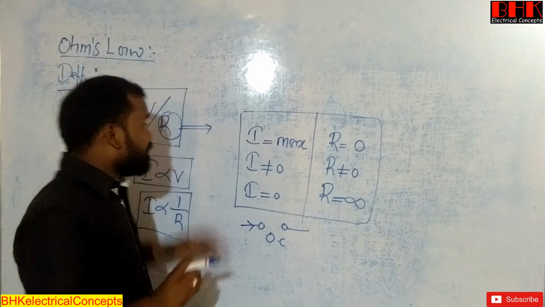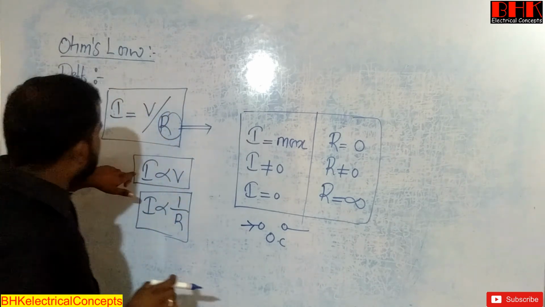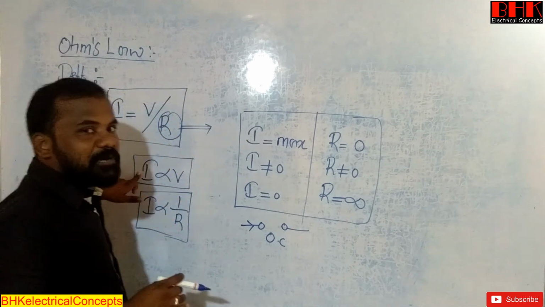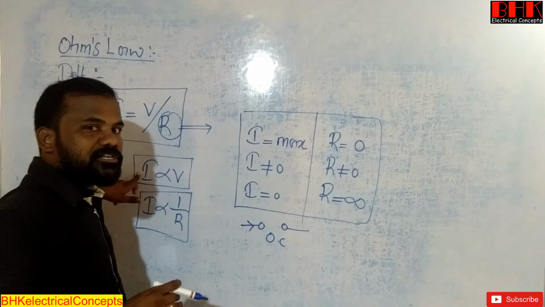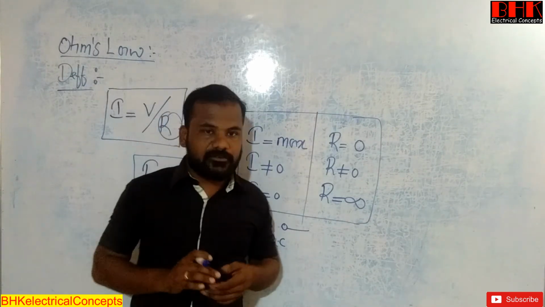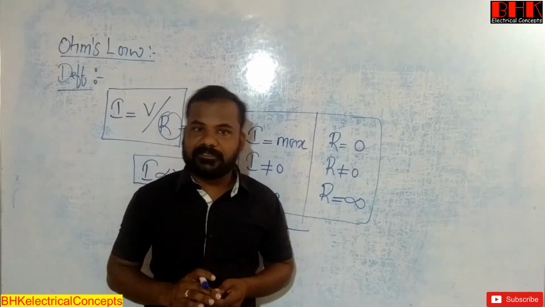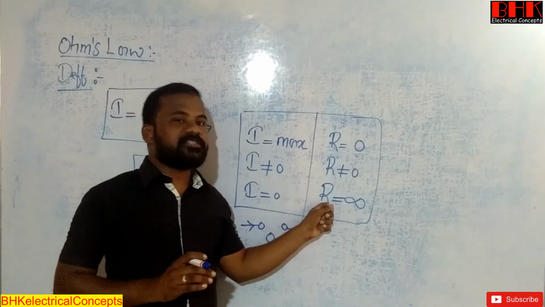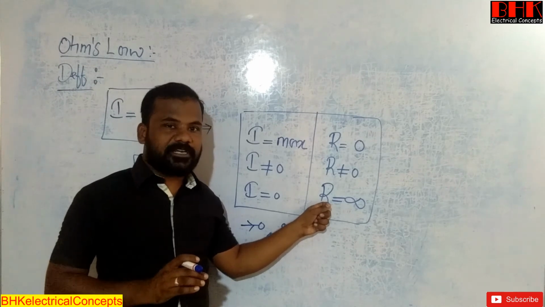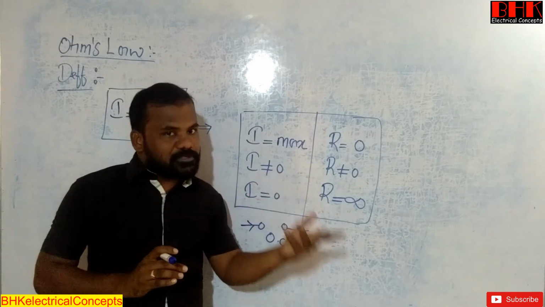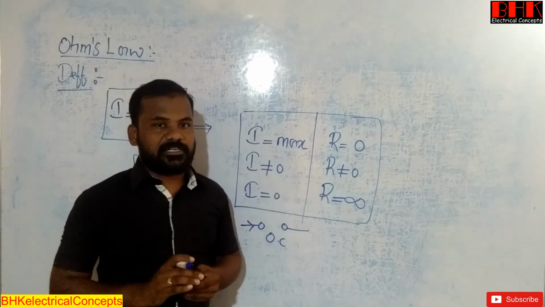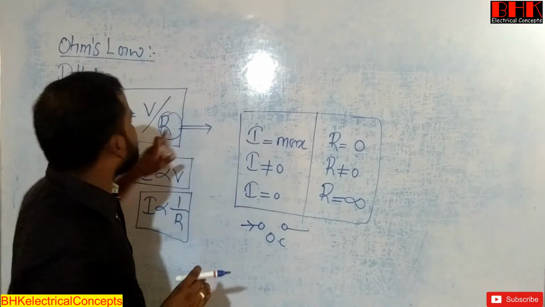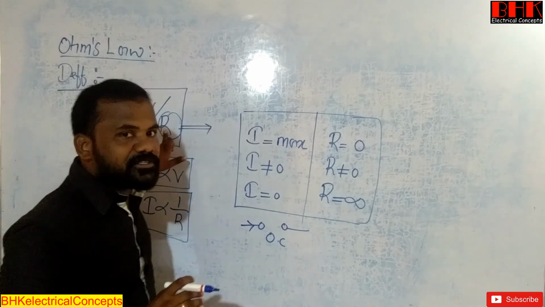That's why, in order to oppose the current flowing in the circuit, we always need to take some amount of resistance in the circuit. What is the property of resistance? Resistance is a property that always opposes the flow of current in the circuit. Based on this concept, we include the value of resistance in the circuit.